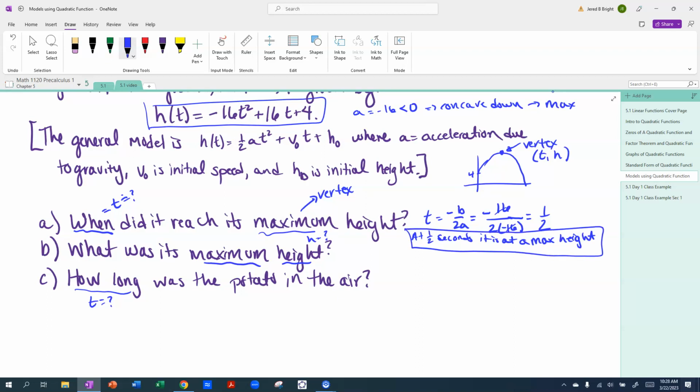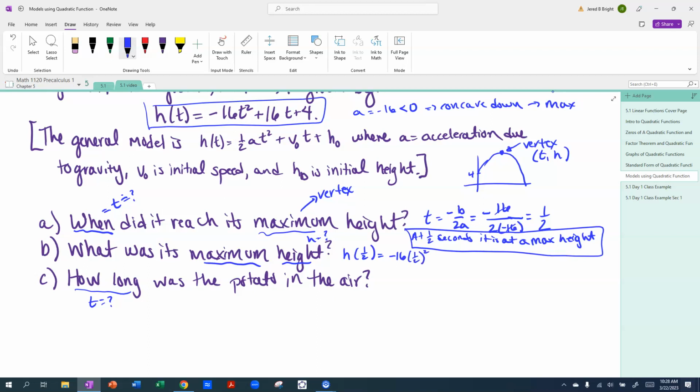Okay, now part B is asking what is that maximum height? We're looking for the h value. That's the h coordinate of the vertex. So let's put in 1/2 and see what we get out. And we're putting in 1/2 because we know that the height is maximum when time is 1/2 seconds.